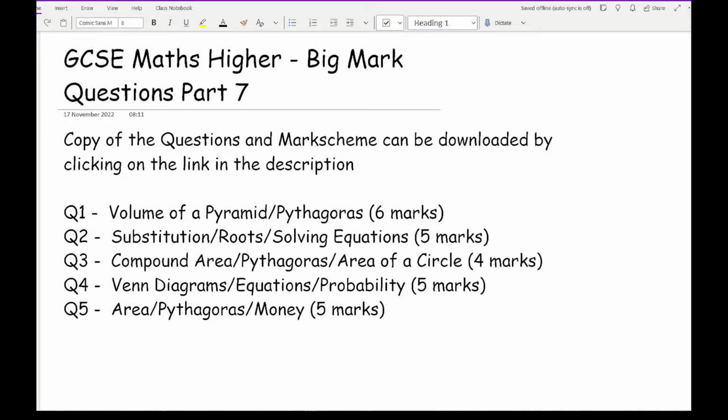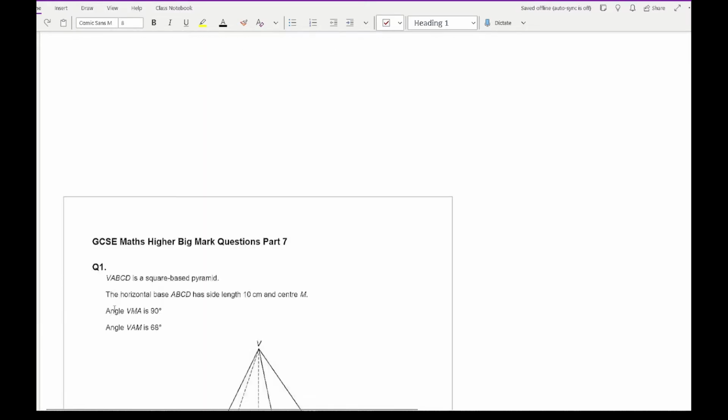Now, as you can see from these big mark questions, a lot of the questions do have a mixture of topics included in them. Some of them will have common links, but some of them can be extremely random. So it's just a case of recognizing the question and trying to decide what topics it relates to, because it will make it a lot easier to recall key information that you're going to need and call upon your knowledge to answer the question correctly. So let's get started on question 1.